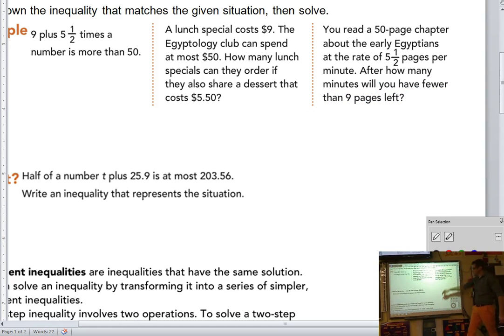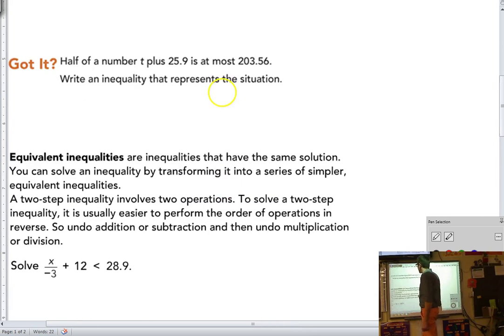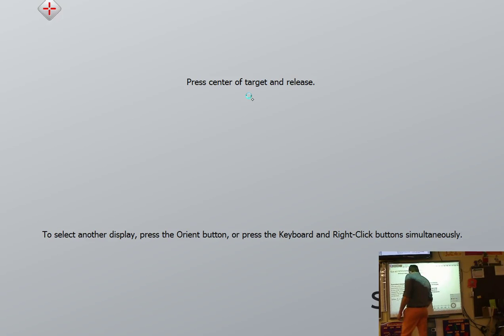I am a slow reader. Sorry guys, I gotta reorient this. Try the Got It on your own. This keeps clearing instead of capturing, so I need to fix this.